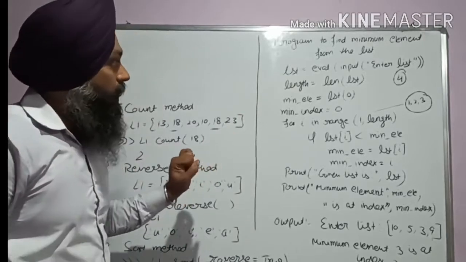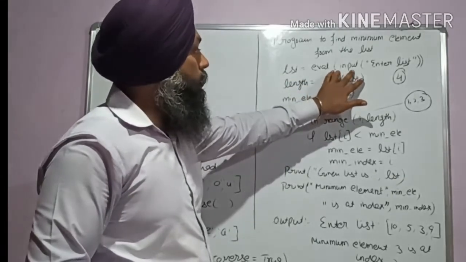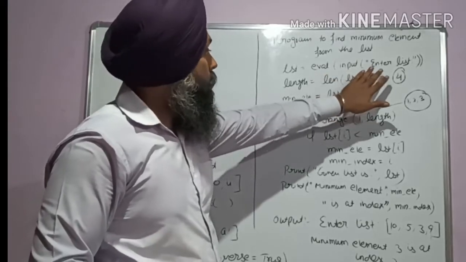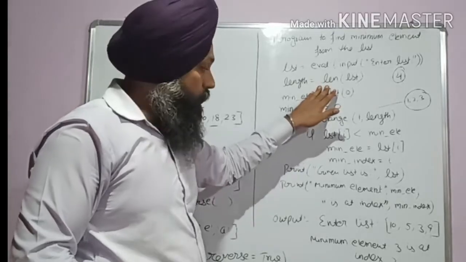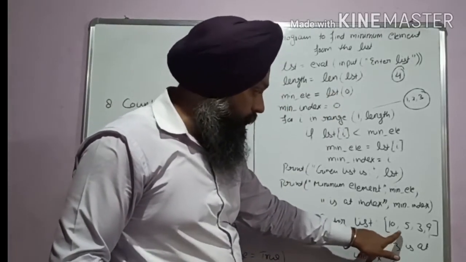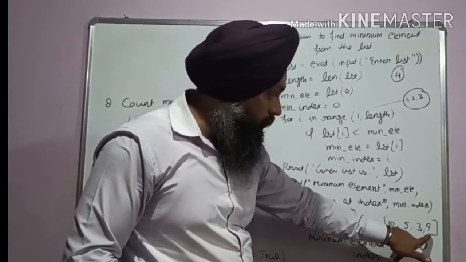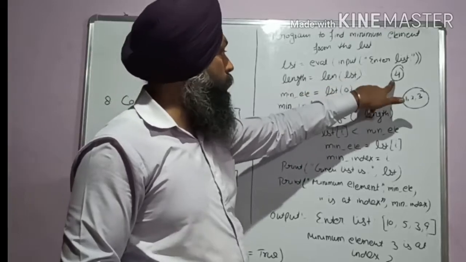Now we are going to discuss a program to find the minimum element from the list. Here we are asking for the list from the user, and the user will enter the list through the keyboard, and we have calculated the length of the list. For example, if we have entered only 4 elements, 10, 5, 3 and 9, it means the length of the list will be 4.